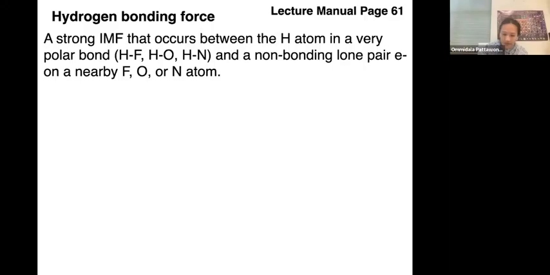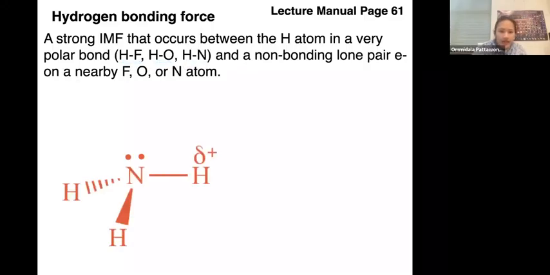All right, next one. The last type of IMF that you are going to learn from this lecture is the hydrogen bonding force. The hydrogen bonding force is a special type of dipole, but it's got a new name because this is the strongest one. It's even stronger than the dipole. This strong IMF occurs between the hydrogen atom that is bonded directly to fluorine, oxygen, and nitrogen. Again, the keyword is hydrogen bonded directly with fluorine, oxygen, and nitrogen.